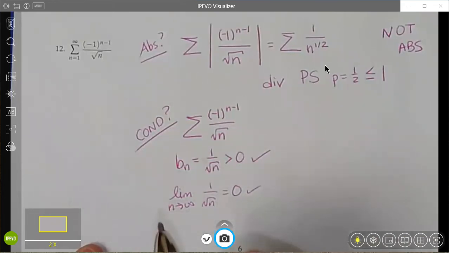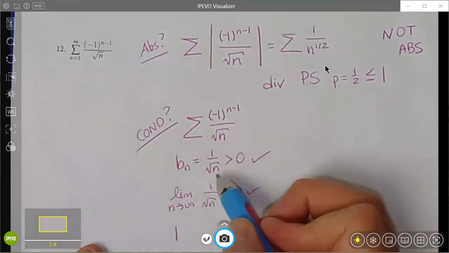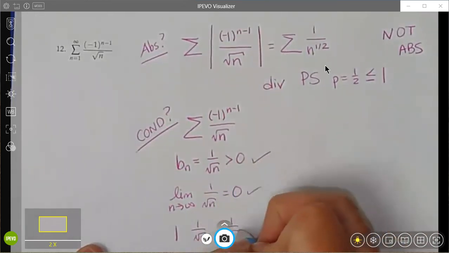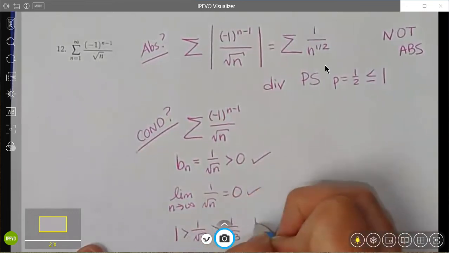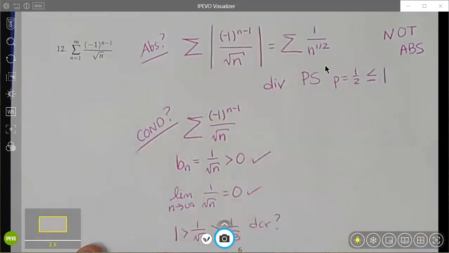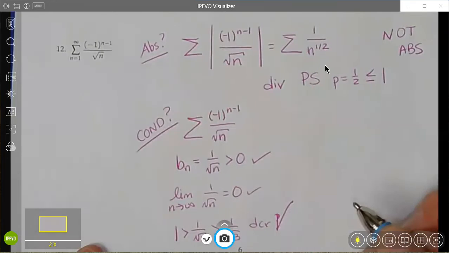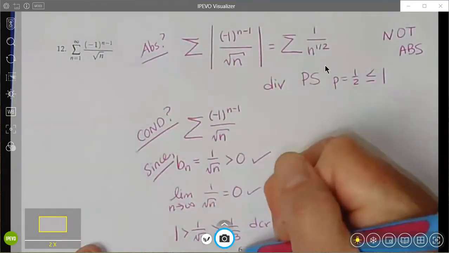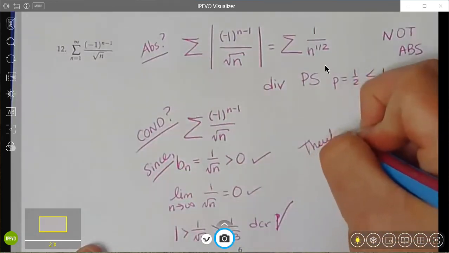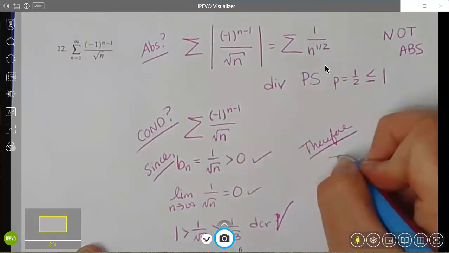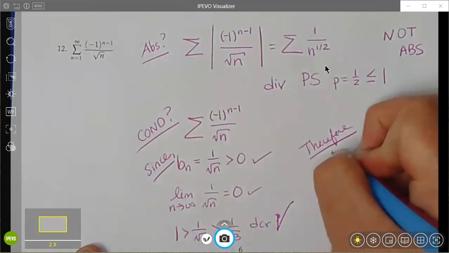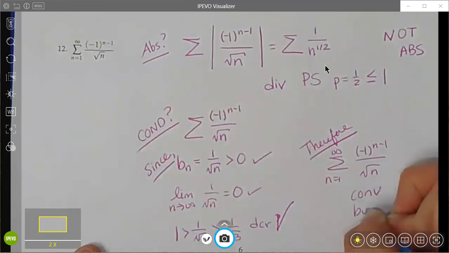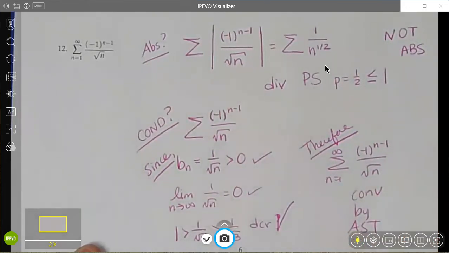I'll plug in n equals 1, which gives me a 1. If I plug n equals 2 in, I get 1 over root 2. If I plug n equals 3 in, I get 1 over root 3. And sure enough, those are decreasing. Let me put a check mark there. Yes, I confirmed it's decreasing. So my conclusion is, since I meet these 3 criteria, therefore, the sum n equals 1 to infinity of (-1)^(n-1) over root n converges by AST. You want to include all those details in a complete write-up.